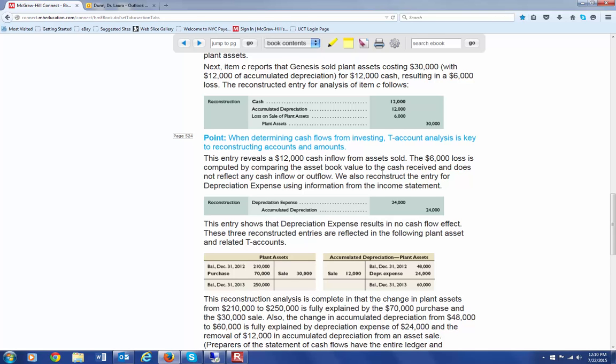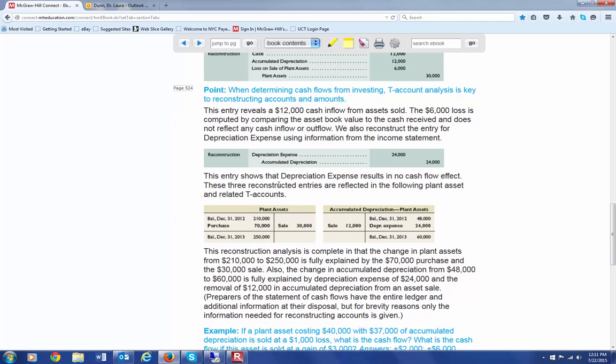Now we also have to reconstruct the depreciation expense. You would debit depreciation expense for $24,000 and credit accumulated depreciation for $24,000. So this entry for depreciation expense also has no cash flow effect.